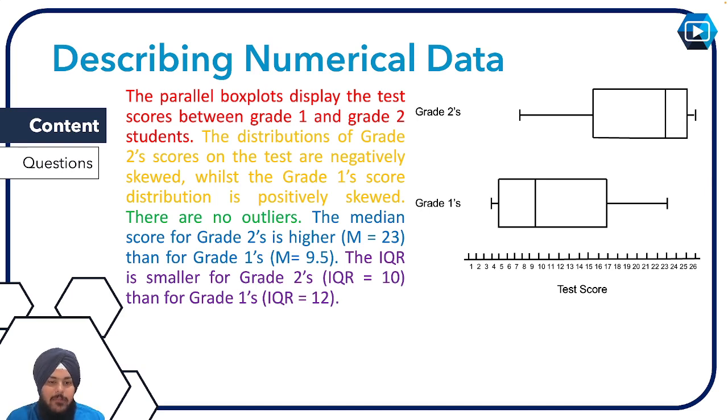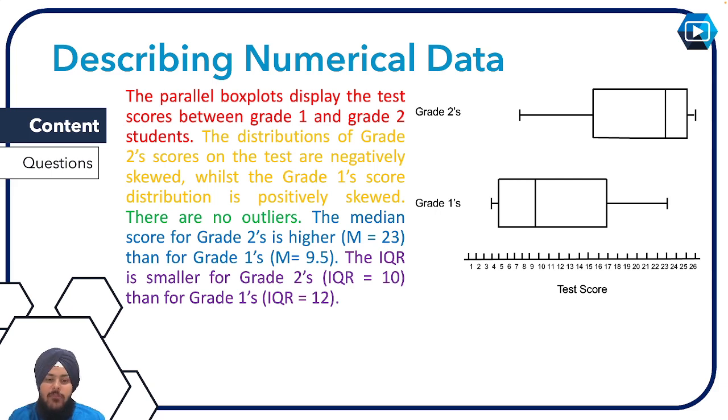So I've just described the median. I've compared it here, so I've said that the grade 2's median, and I've also quoted it. Quoting the values is really important in this case, as opposed to just saying one median is greater than the other. So the median score for grade 2's is higher, M equals 23. Then for grade 1's, median equals 9.5.